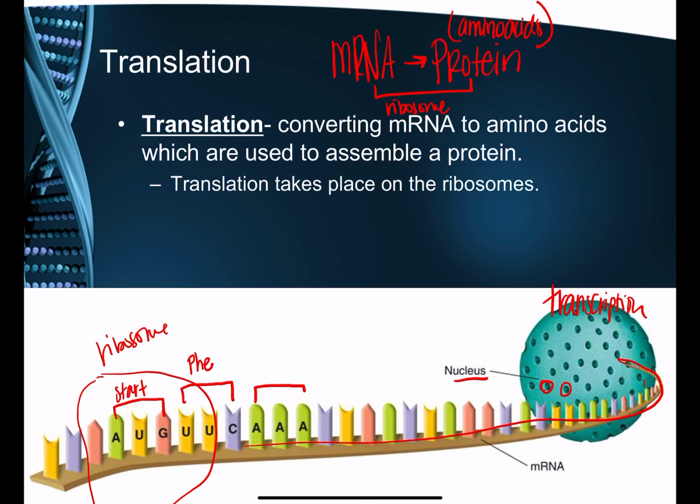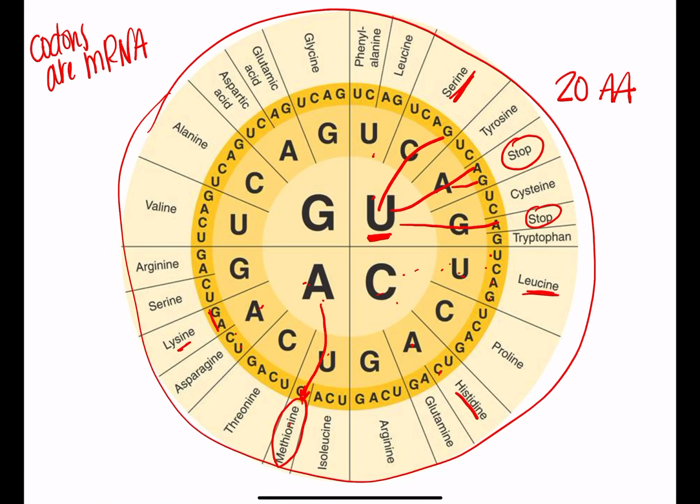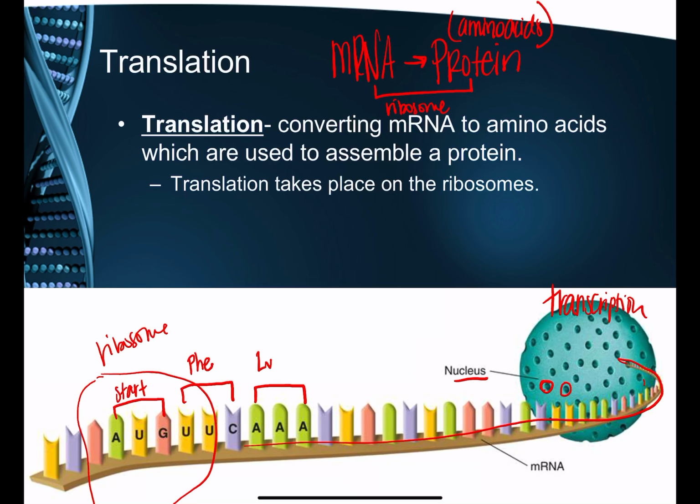Then it's going to read AAA. AAA is going to make lysine, so it'll put a lysine there. And it's going to go and go and go until it hits a stop. And what it builds here, once all of those amino acids are linked together, is your protein. Okay? That's going to be your protein.